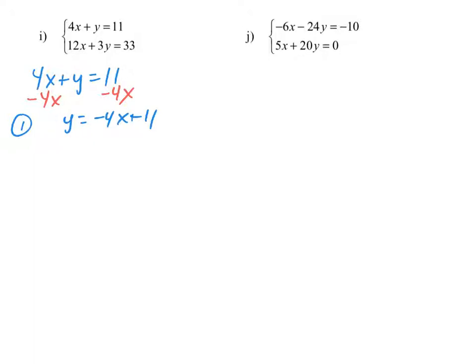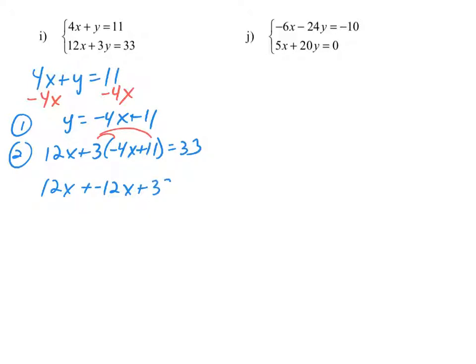In step number 2, we're taking the other equation, 12x plus 3y, but we're replacing that y with negative 4x plus 11 equals 33. Now we can use the distributive property, and we get 12x plus a negative 12x plus 33 is equal to 33. When you simplify this equation, 12x and this negative 12x is 0x, and what we end up with is 33 equals 33. We no longer have any variables. Since this is a true statement, this is a special case of a system of equations.